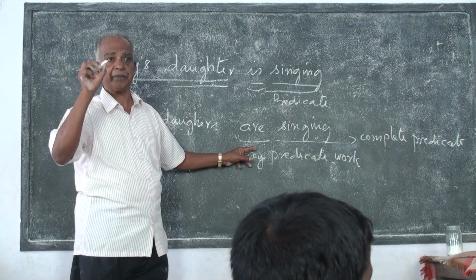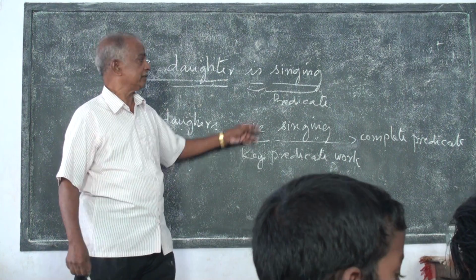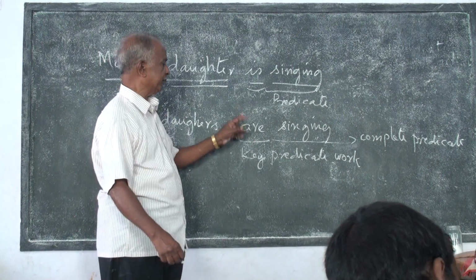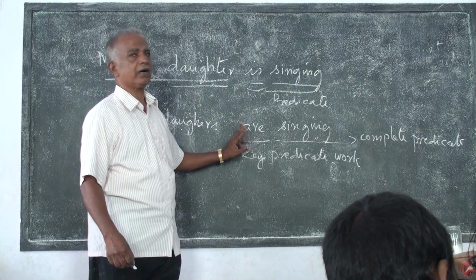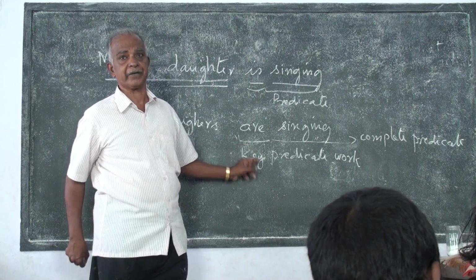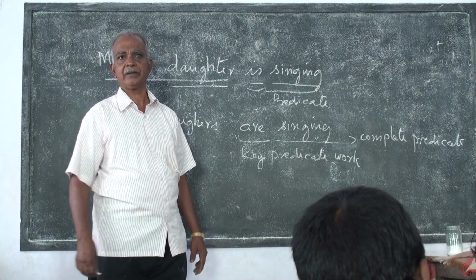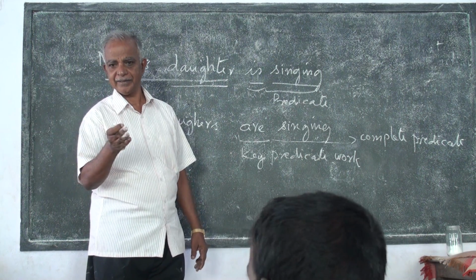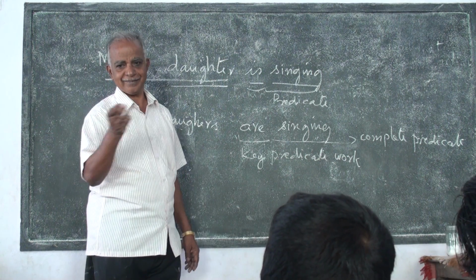Can you find out the key predicate word in the sentence? See, this is common. Singing is common. This also is common. So the key predicate word is "is" and "are". Actually, these are the predicates. Okay? You understand this? Okay? Yes. Yes, very good.